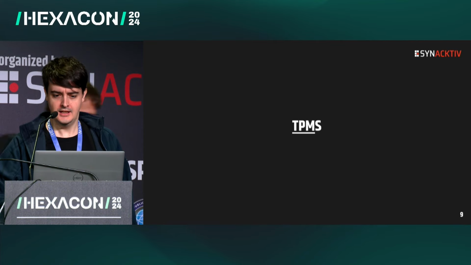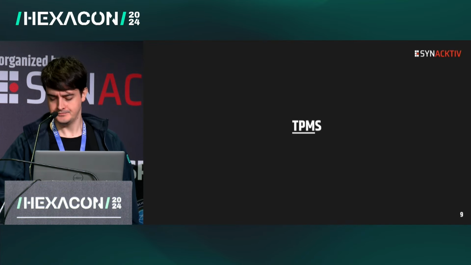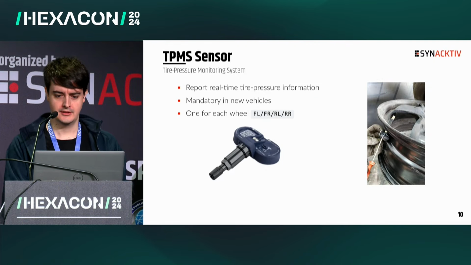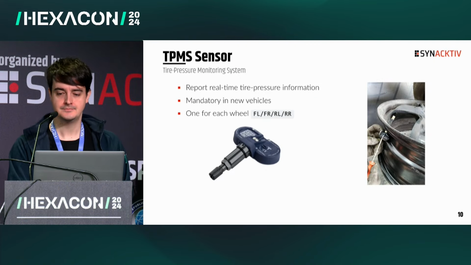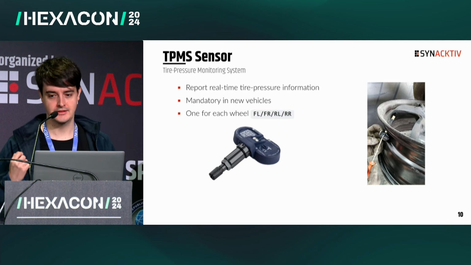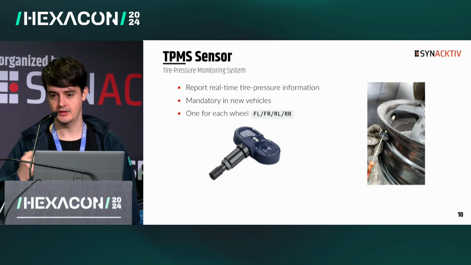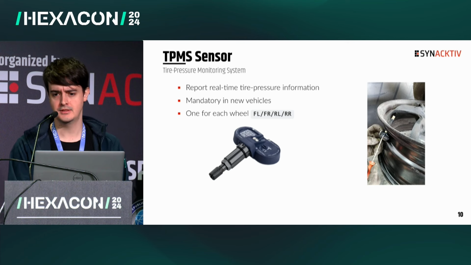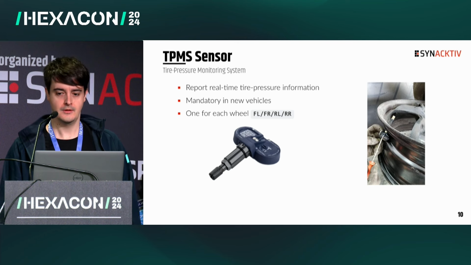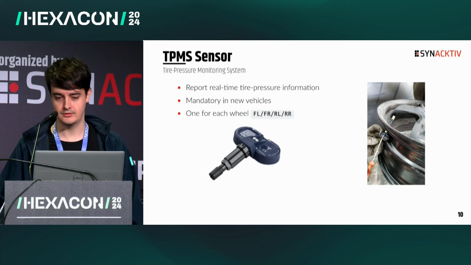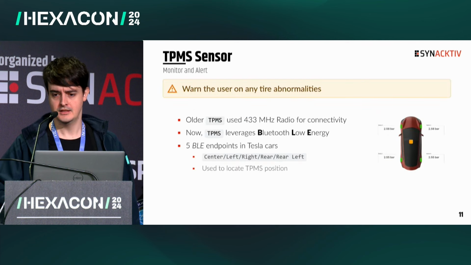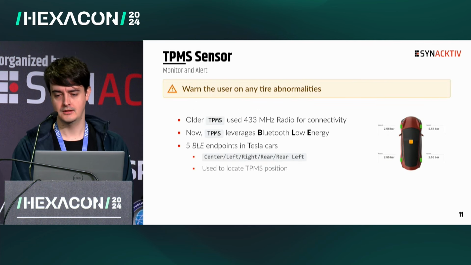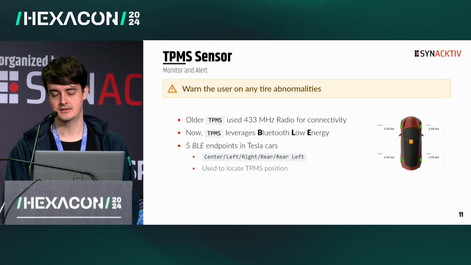Hello. So I will talk a bit about the TPMS. TPMS stands for Tire Pressure Monitoring System, and it's used to report real-time information about the tire pressure, temperature, and other information. In Europe, it is mandatory for all new vehicles to have this feature. And you have one for each wheel, on the front, on the rear, left and right. So the TPMS is used to report the status of the wheel to the car and to warn the user if there is any abnormality, like high temperature or low pressure.